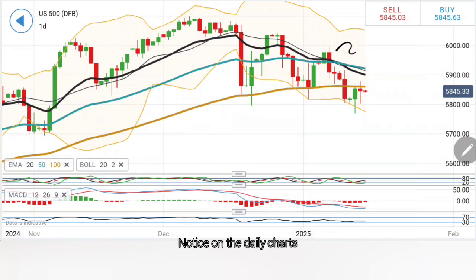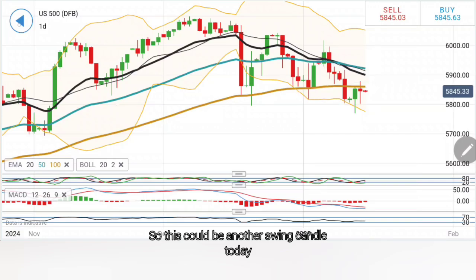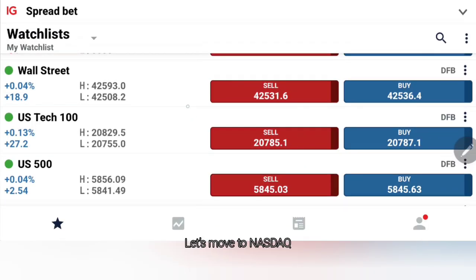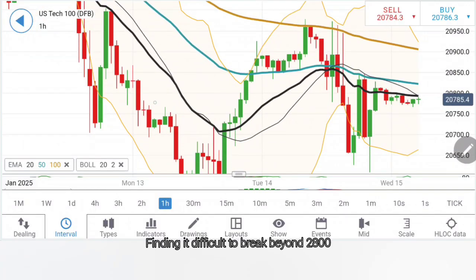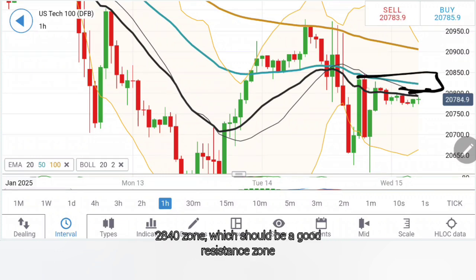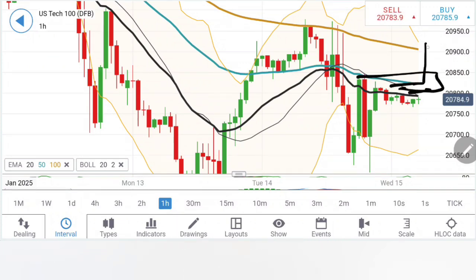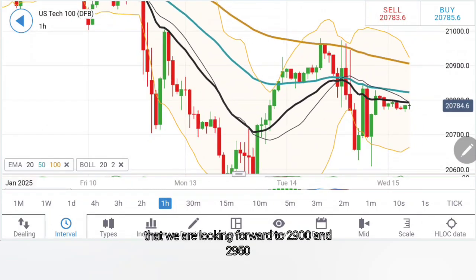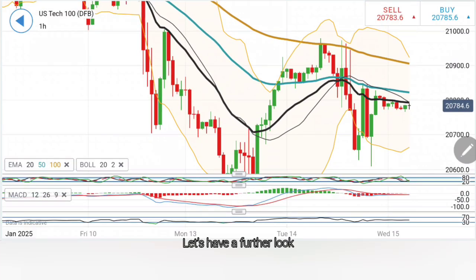Notice on the daily chart, S&P has crossed over for sell, but right now it is forming a swing, so this could be another swing candle today. Let's move to Nasdaq Tech 100, finding it difficult to break beyond the 2800, 2840 zone, which should be a good resistance zone. Any move beyond 2800 or 2840 should be a good sign that we are looking forward to 2900 and 2950 levels here.